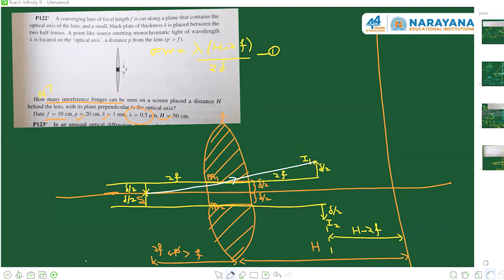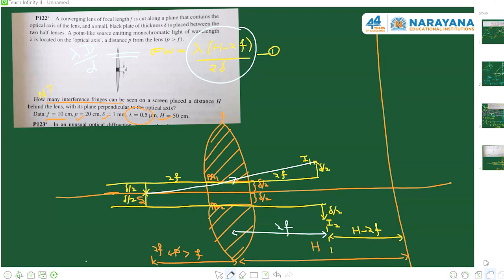So where did that formula come from? Which one? This one? Yes, sir. This is from the result lambda capital D upon small d, from the Young's double slit setup. So that capital D here becomes H minus 2f now, because this distance comes out to be 2f, and that was H.